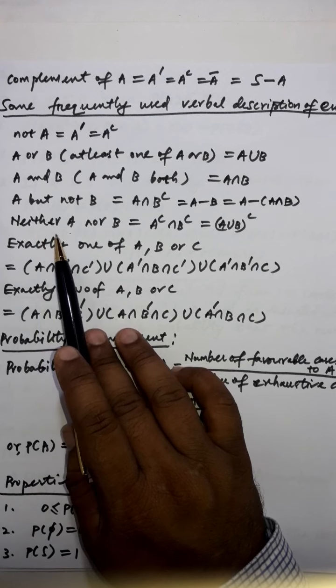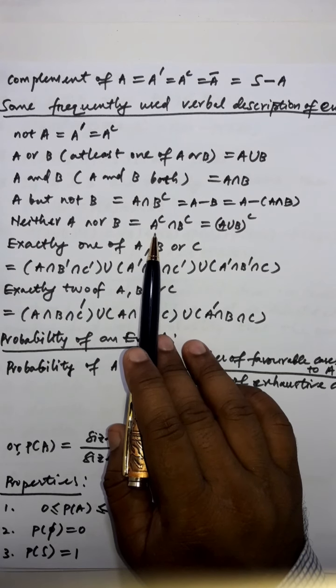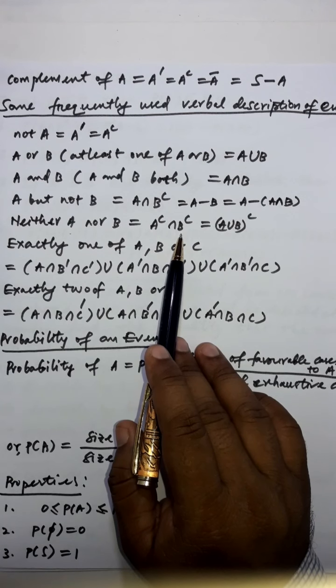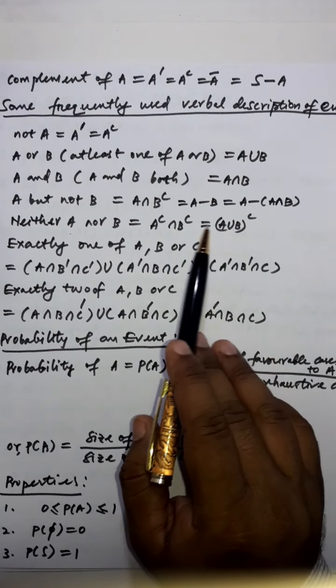Now to represent neither A nor B, we can write A complement intersection B complement, and we know by De Morgan's law it is A union B's whole complement.